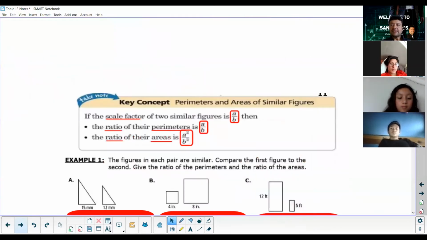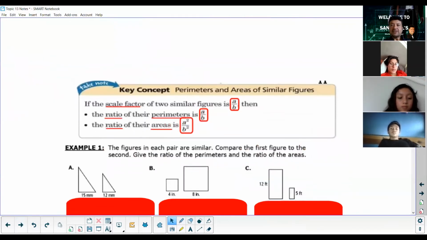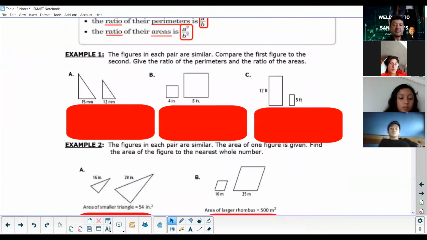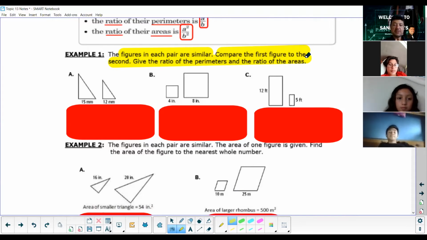Okay, so let's go ahead and actually start with this one. All right, so Max, go ahead and read the directions on example 1. The figures in each pair are similar. Compare the first figure to the second. Give the ratio of the perimeter and the ratio of the area. All right, good. Okay, so Max, you see when they're asking for ratio, what's another word for ratio?